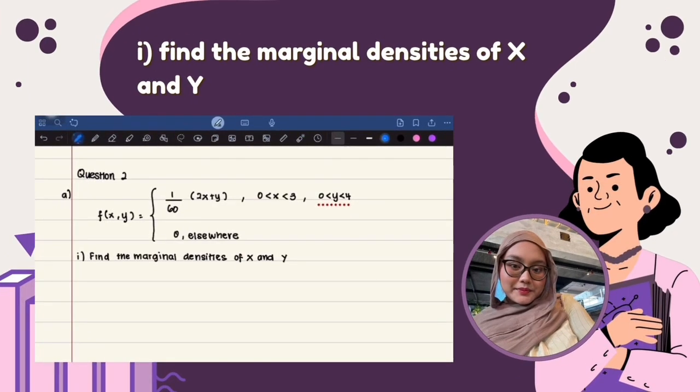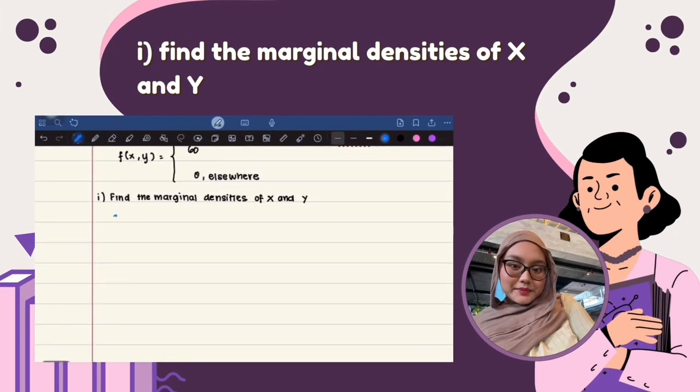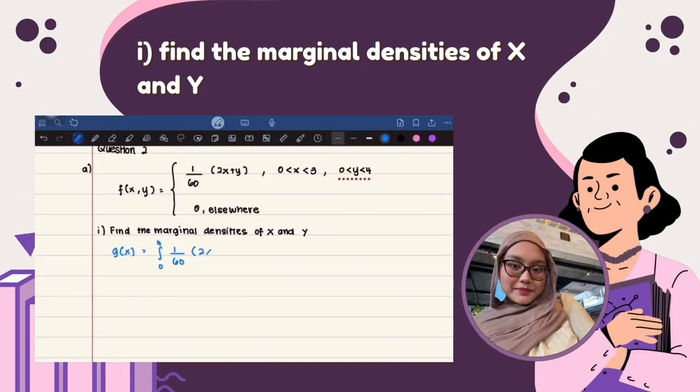Next, I will be explaining question number 2. So marginal density of X, which is Gx. To find it, we will integrate the function in terms of Y. So we have a lower limit of 0 and upper limit of 4. And then we have the function, which is 1 over 60 times (2x plus y) dy.